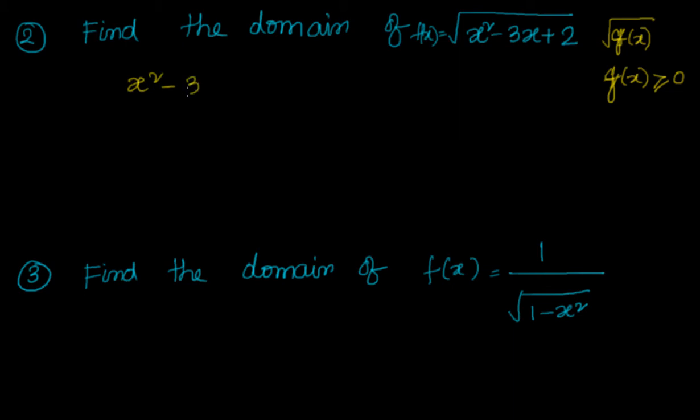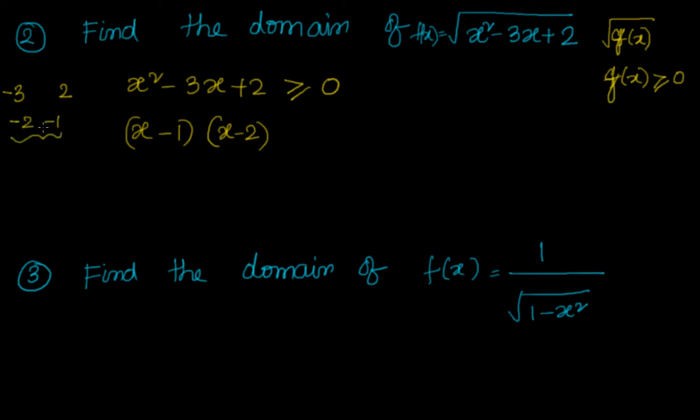X square minus 3x plus 2 should be greater than or equal to 0. If that has to be greater than or equal to 0, I can find out some factors. I can find it as x minus 1 into x minus 2. You can use splitting the middle term. You see sum equal to minus 3, product equal to 2. You want sum negative but the product positive. That means both of them should have a negative sign, minus 2 and minus 1. So from that you can find x minus 1 into x minus 2 should be greater than or equal to 0.